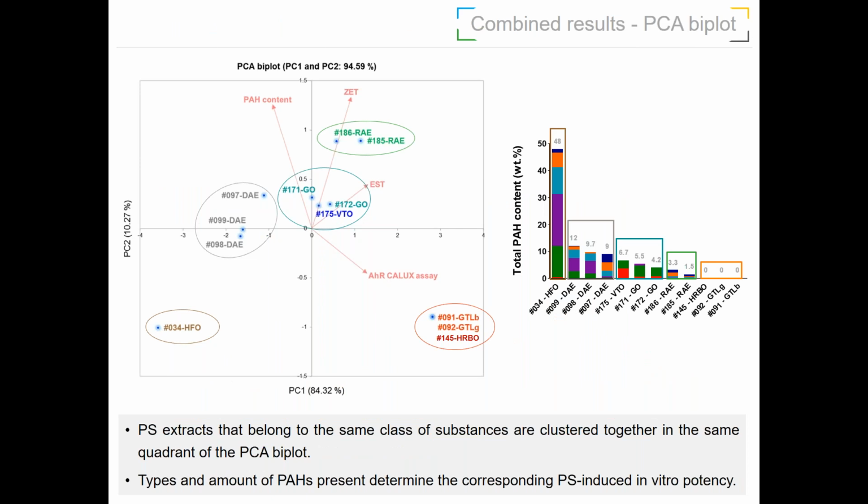Here you can also use a PCA biplot to represent and illustrate the data obtained that include the PAH content and also potency obtained in the ZET, EST, and also AhR CALUX. I would like to share two main messages here. The first one is that you can clearly see that petroleum substance extracts that belong to the same category are all clustered in the same quadrant of the PCA biplot. And of course, it can be clearly seen that the types and amount of the PAH present in each sample actually determine their in vitro potency.